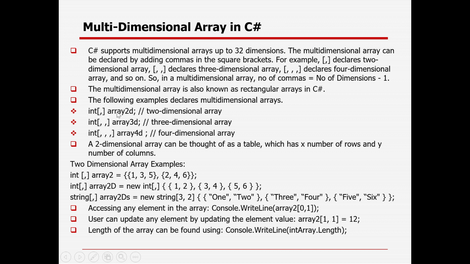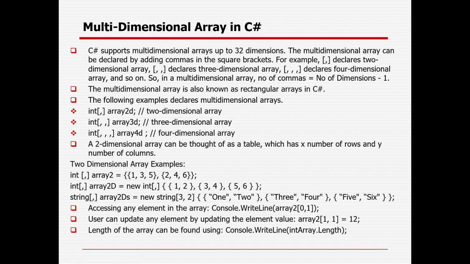The following example declares multidimensional arrays. If you want to declare a two-dimensional array, write the data type, then square brackets, then a single comma. For a three-dimensional array, the data type, square brackets, and two commas. For a four-dimensional array, the data type, square brackets, three commas, and the array name. That is the way you can define 2 to 32 dimensional arrays in C#.